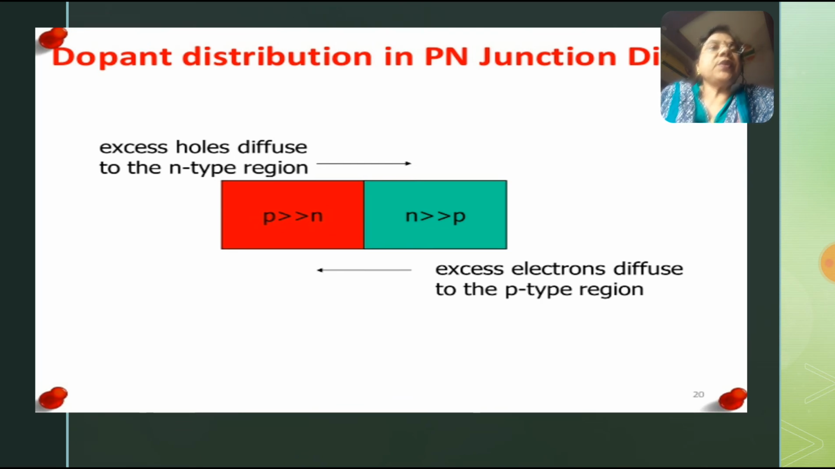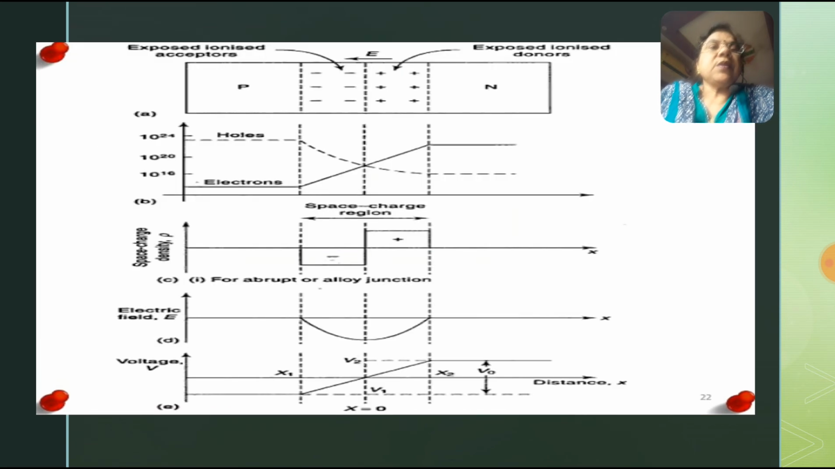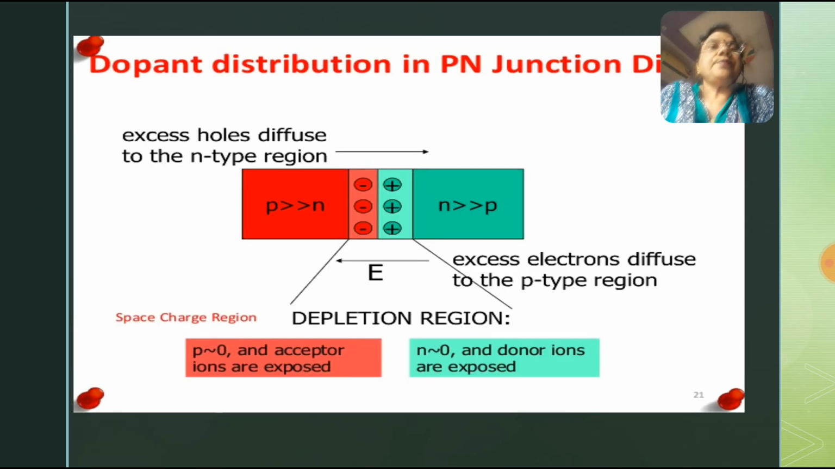Now dopant distribution in PN junction diode. There is an excess number of holes present in the p-type semiconductor and they diffuse to the n-type region. And in the n-type semiconductor there is an excess number of electrons, so they diffuse to the p-type region. So the charge moves from here to there. Holes are attracted towards n-type and electrons are attracted towards p-type. So the movement of charge carriers is continuous.